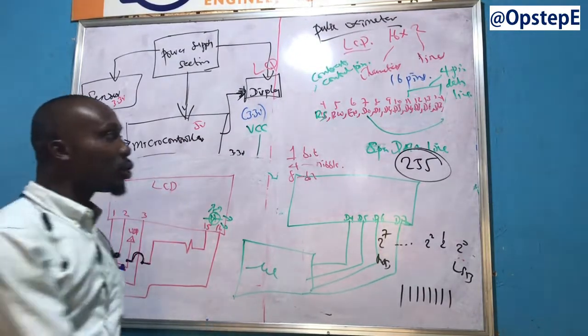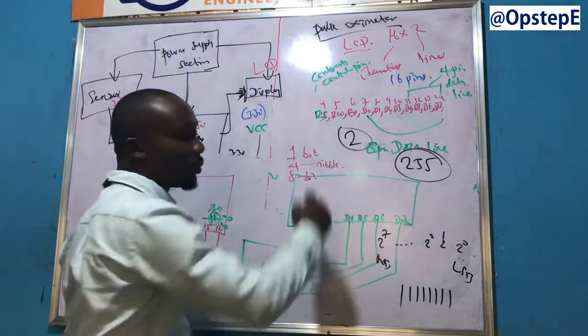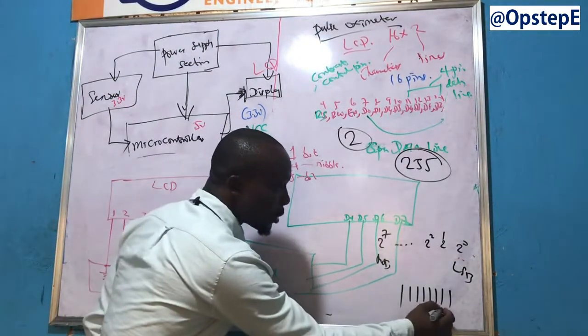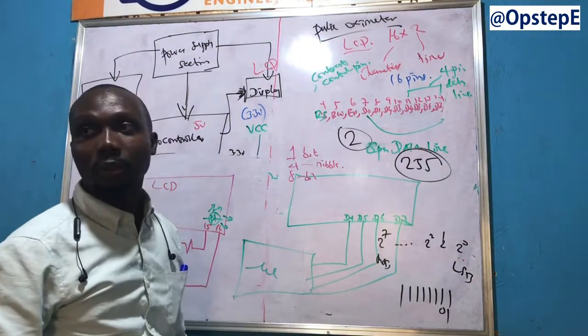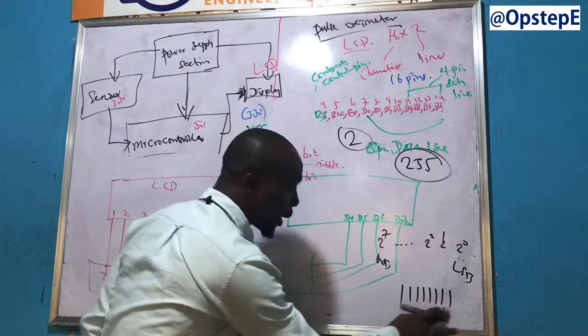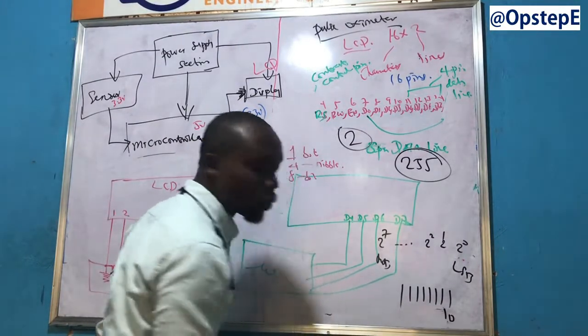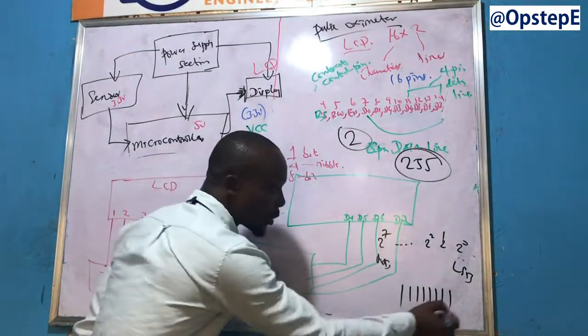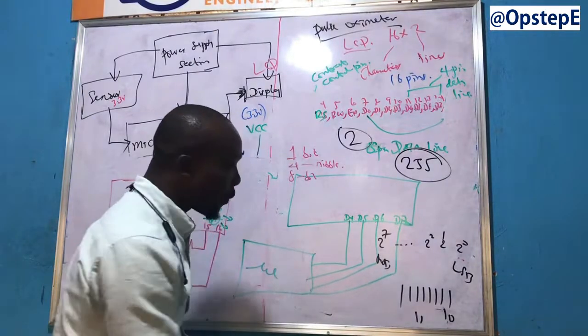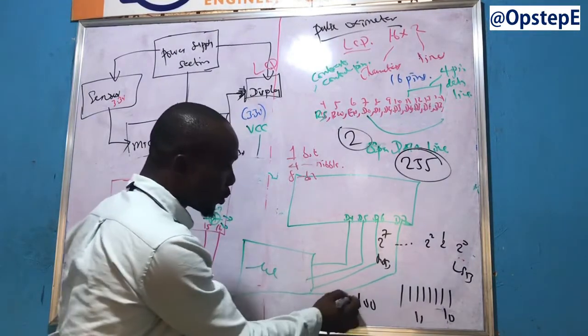So where you are writing 2 as a value, how would I have written it? 1, 0. 1, 0 will be 2. My 3 will have been what? 1, 1. And my 4 will have been what? 1, 0, 0. So this will be 4.